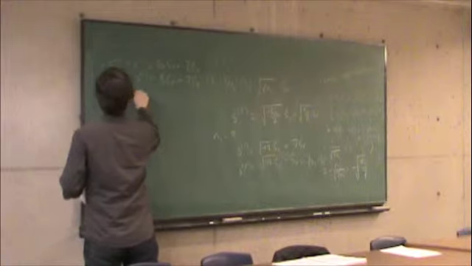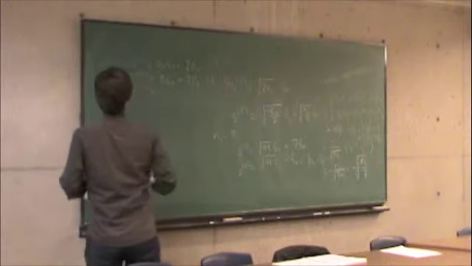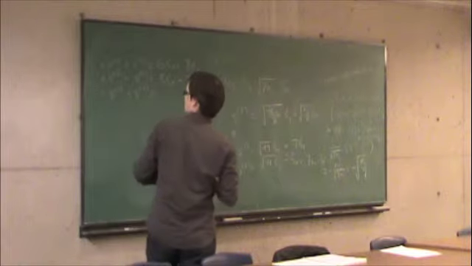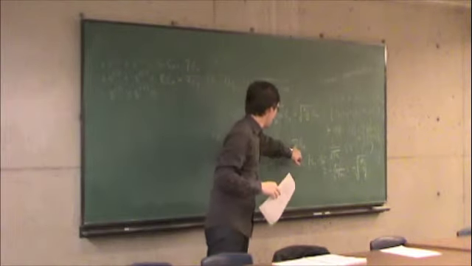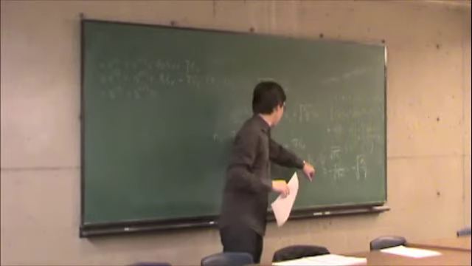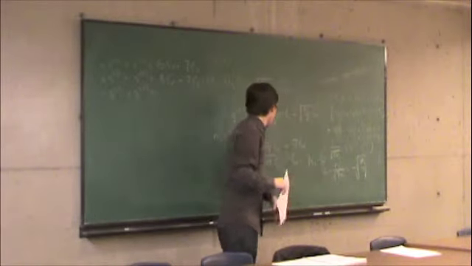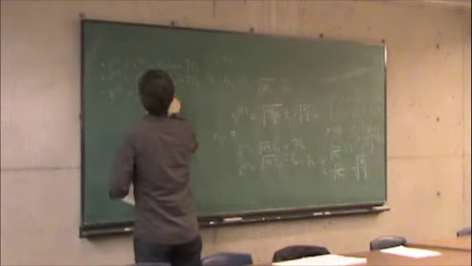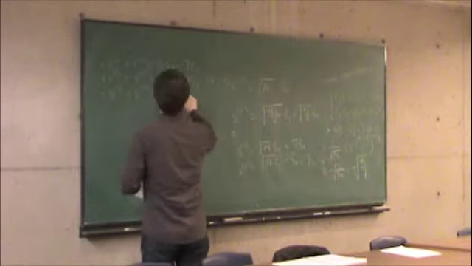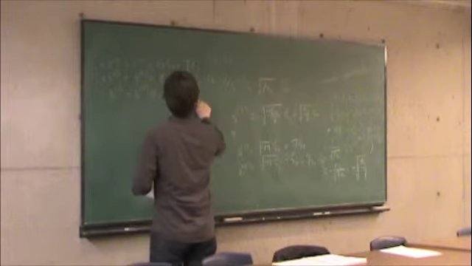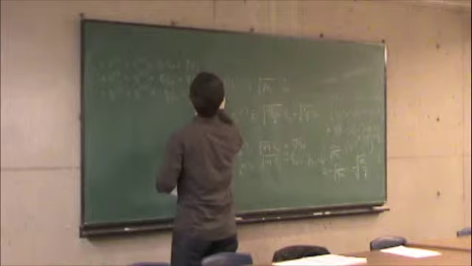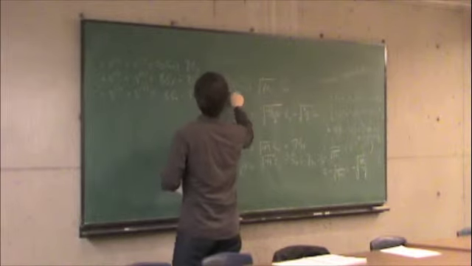Minus S1 plus S2. Okay, minus S1, I have minus 7SX. Plus S2, I have plus 7SY minus SX. So I have minus 8SX plus 7SY, which is at point minus 8, plus 7.